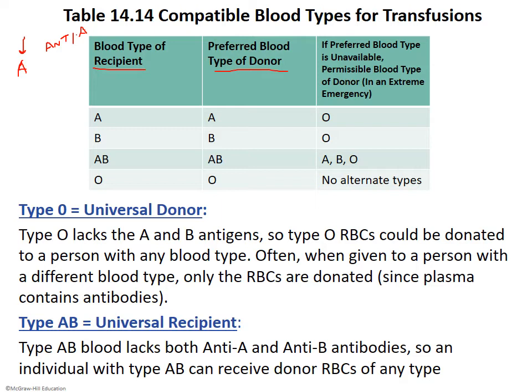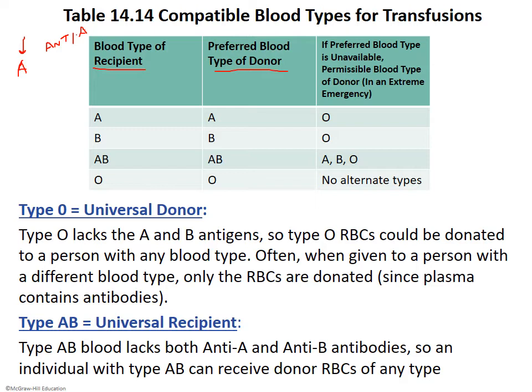If I'm type B, I know I have B antigens. Therefore, I cannot give my blood to anybody that has anti-B antibodies. The people that have anti-B antibodies are people that do not have B on their red blood cell. A doesn't have B, and O doesn't have B. Therefore, both of those have anti-B antibodies, and I cannot donate my blood to them.